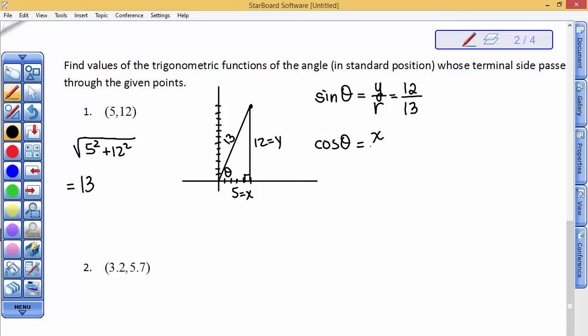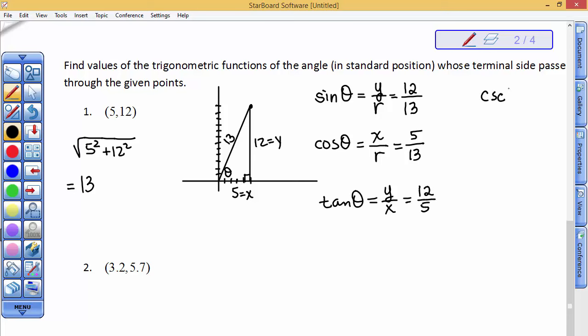For the cosine of theta, you just have to give me the x value divided by the r value in this picture. So for this angle theta, my x value is 5, my r value is 13. I just need to put in 5 over 13. Finally, the tangent is defined as y divided by x. In this picture, y is 12, x is 5. So I have 12 divided by 5.